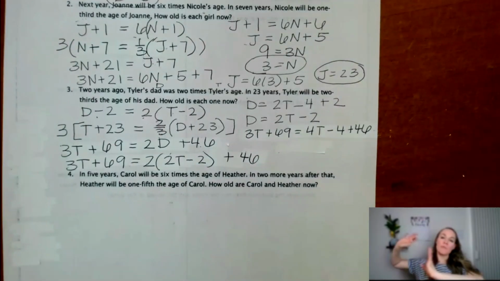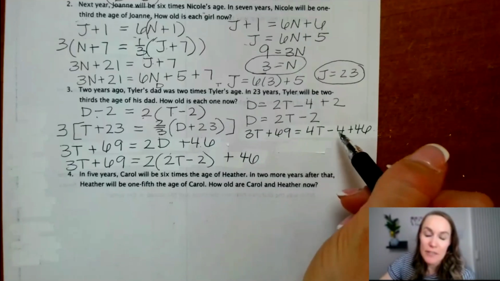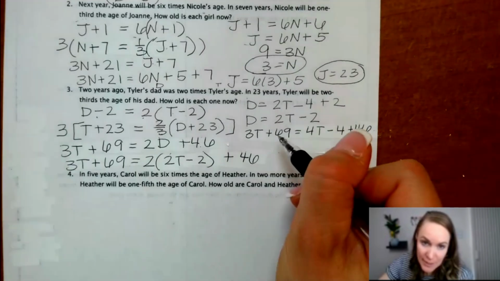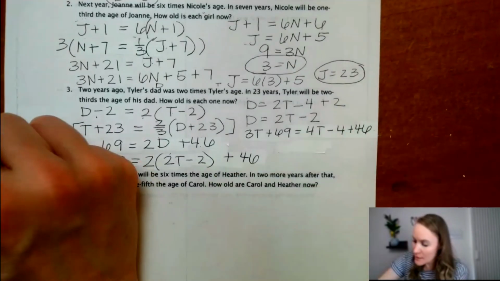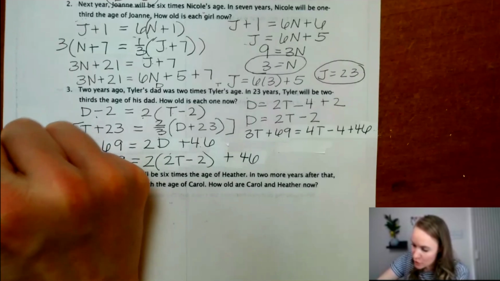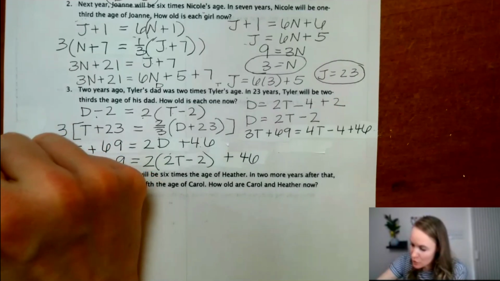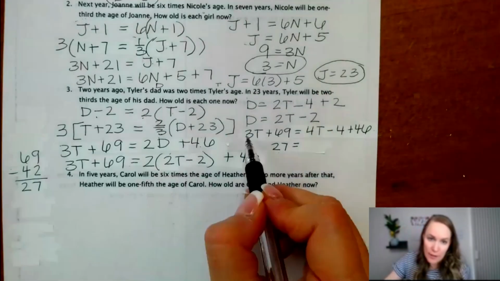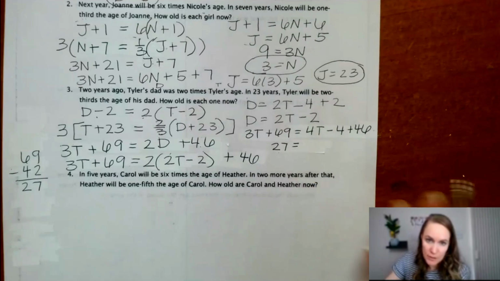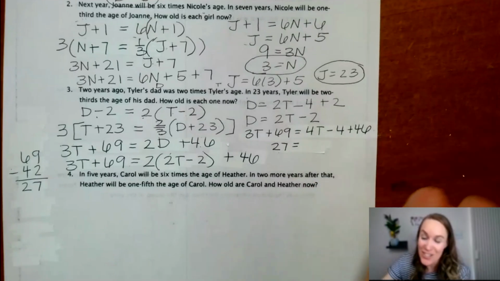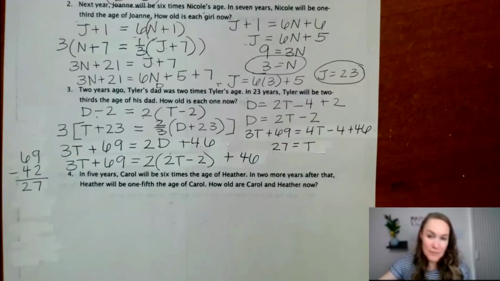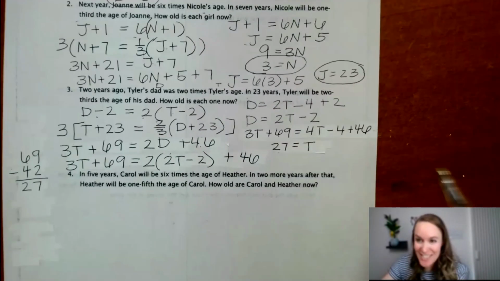Okay, let's get all of our numbers to one side, all of our letters to the other side. We're going to do 46 minus 4 is 42, and then subtract 42 from 69. So 69 minus 42 is 27. So I've got 27 over here. That means I need to subtract 3t over to this side. 4t minus 3t is 1t, which is just t. So Tyler is 27.